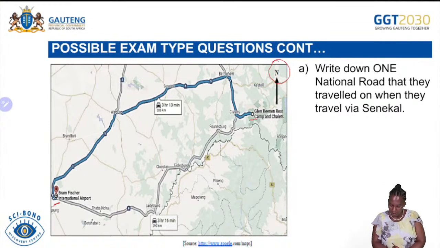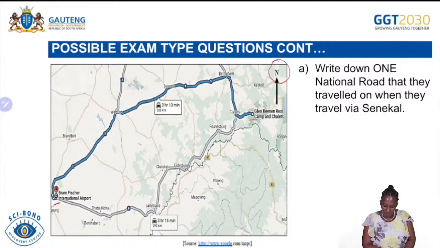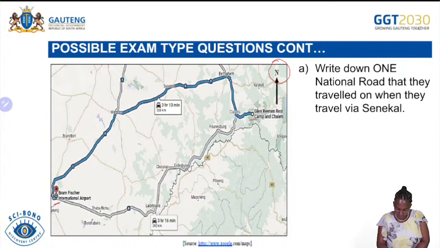Now, question 1 says, write down one national road that they traveled on when they travel via Senegal. So meaning, we look at this map now. Let's see, this is where they have traveled. And the question says, write down one, not two, but just one national road. And how do you identify it's a national road? It will be written as N to say it's a national road. Here, this is where they were traveling on the blue line, and the national road that you can see is N1.